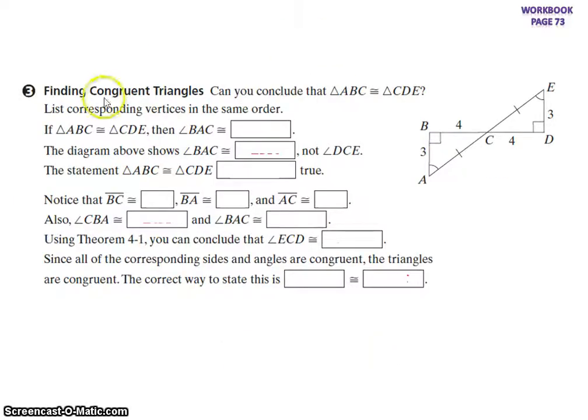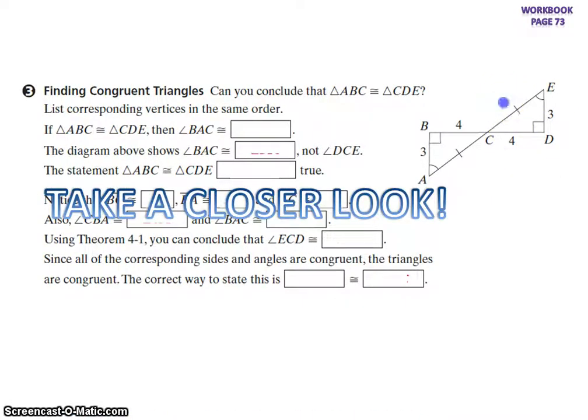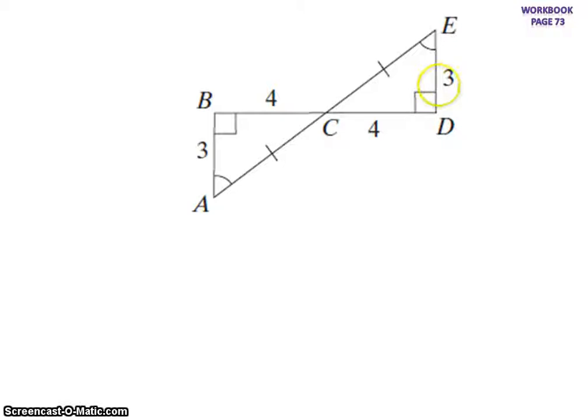We want to find some congruent triangles. Can we conclude that triangle ABC, so here's A, B, and C, can we conclude that ABC is congruent to CDE? I'm going to warn you, this is a trick, and I'm going to show you why it's a trick. Let's take a closer look at that shape and see what we can find out about this shape. So here's the shape a little closer up.